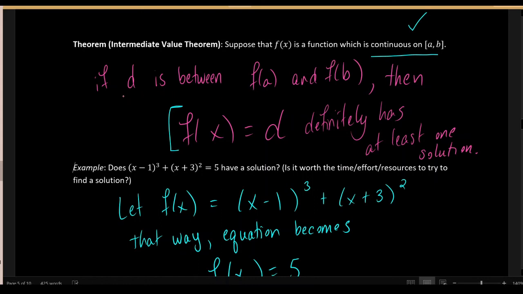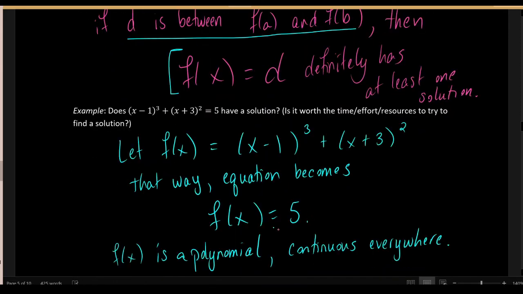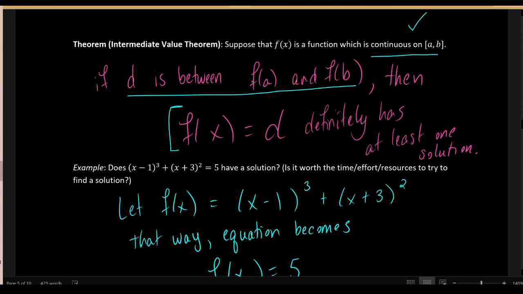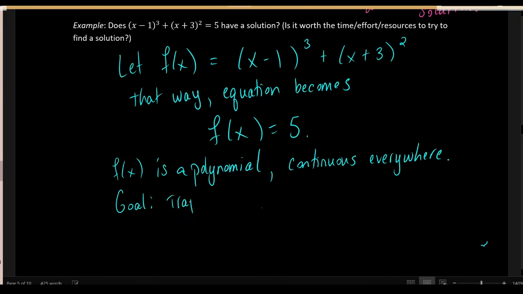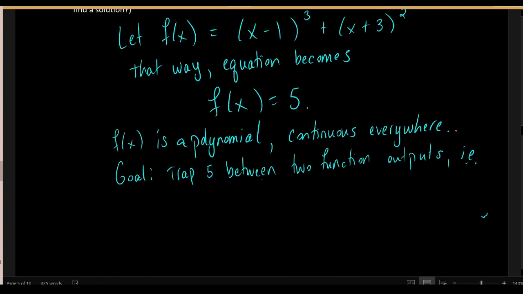So now, really what I need to do is try and trap this constant 5 between two function outputs. Or in other words, I need to find two outputs for this function, one of which is larger than 5 and one of which is smaller than 5.